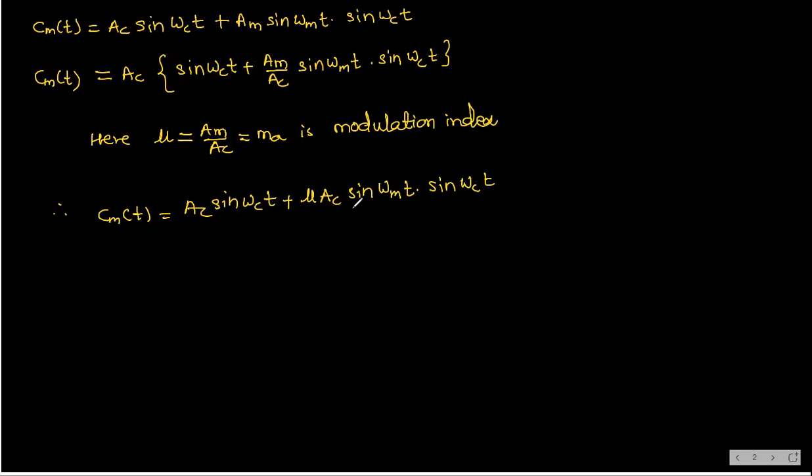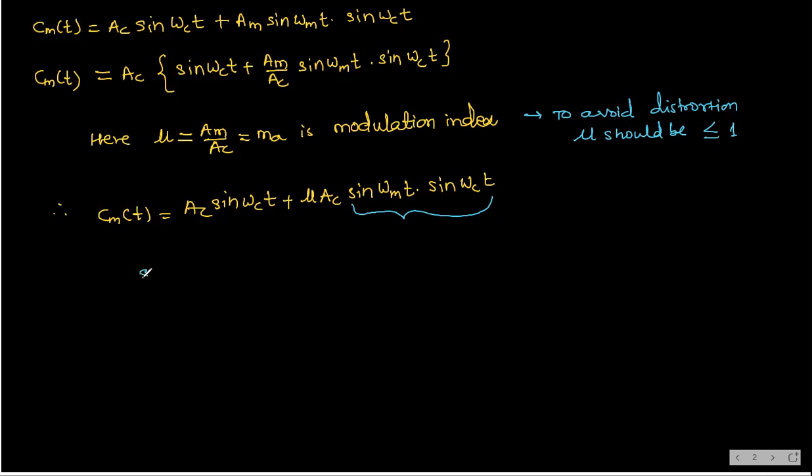Now let's come back here. Okay. Here I am writing one more line. To avoid distortion, mu should be less than or equal to 1. Okay. And now let's come back here.